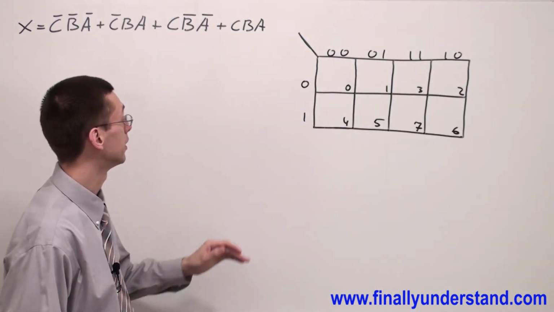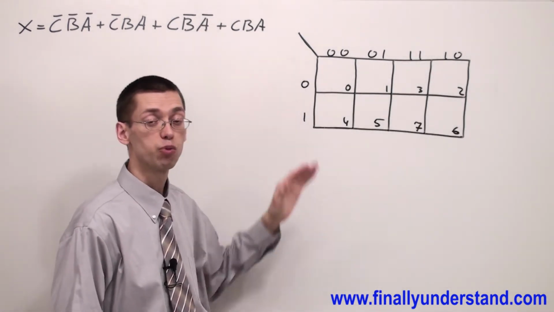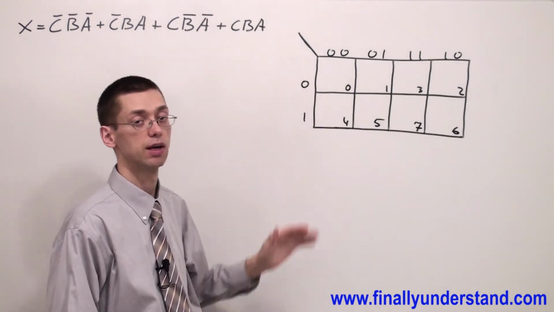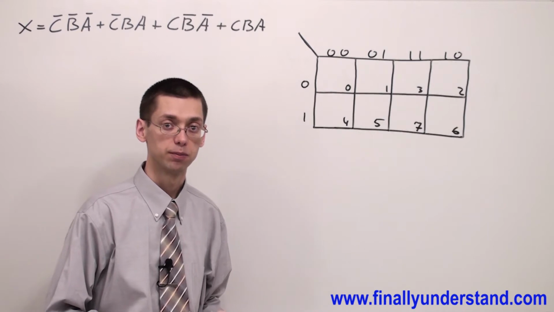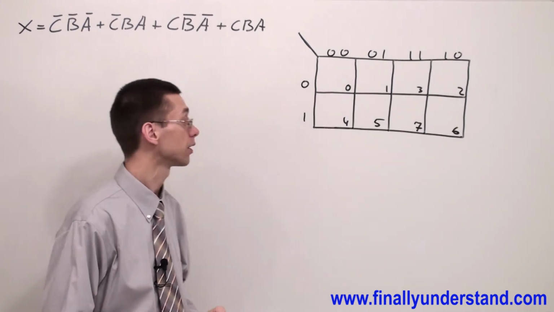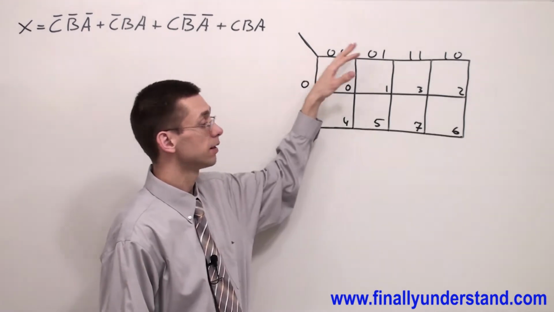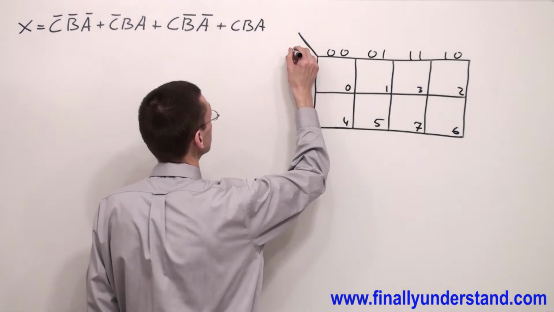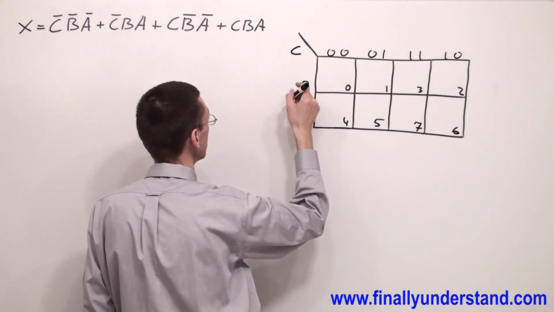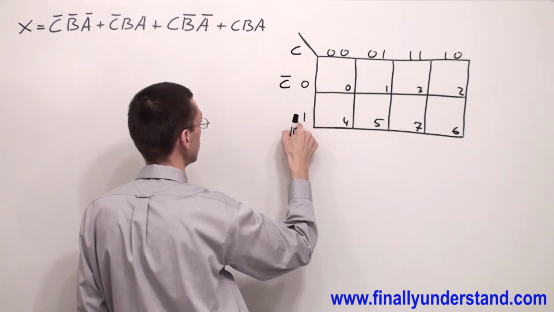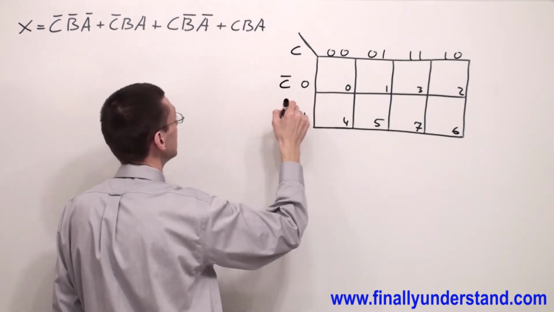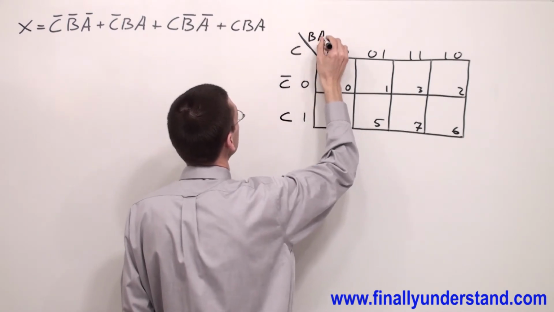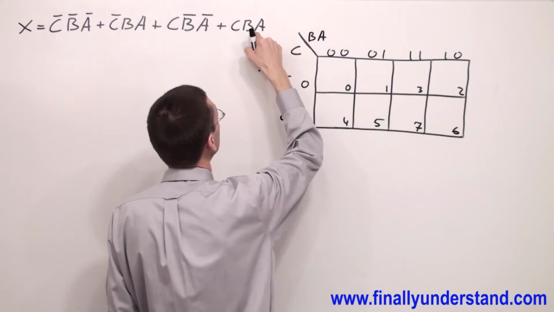We said that the variable which represents the most significant bit in my expression is going to be placed always on the left side of the Karnaugh map. And the least significant bits are going to be placed at the top of the Karnaugh map. That's why I'm going to write over here C. And anytime I'm going to have 0, this is going to be C naught. Anytime I'm going to have 1, this is going to be C. And at the top, I'm going to write BA. So I have C, BA.